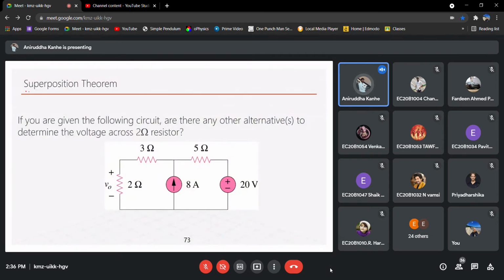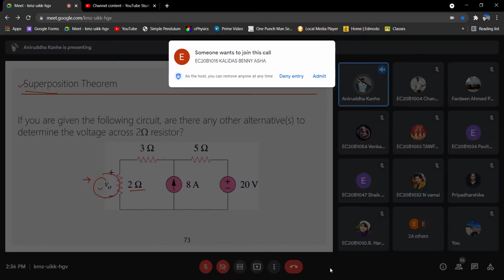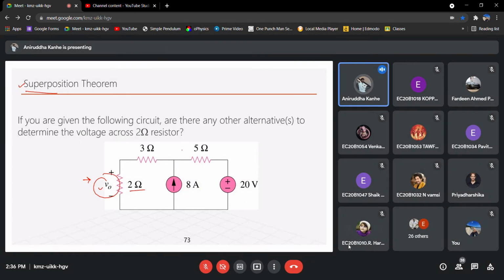that is the superposition theorem. So why is this superposition theorem required? See, if I have a circuit something like this and I'm interested in calculating this V0 voltage, do I have any other way to calculate the voltage across this 2 ohm resistance? To find that, we can use the superposition theorem. This is an alternate way of calculating the current and voltages across or through the resistance. So please understand the terminology.